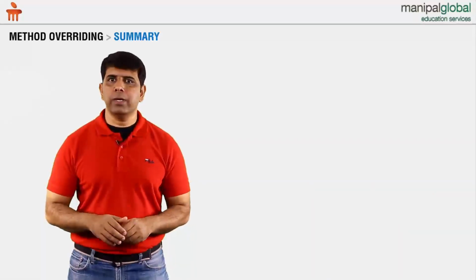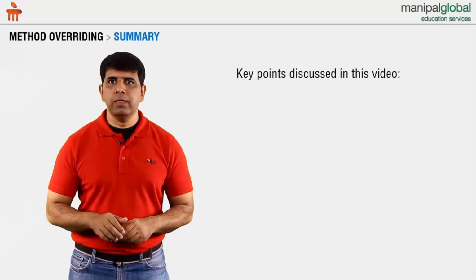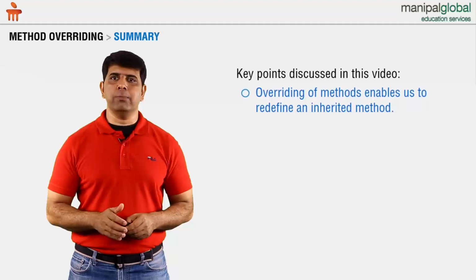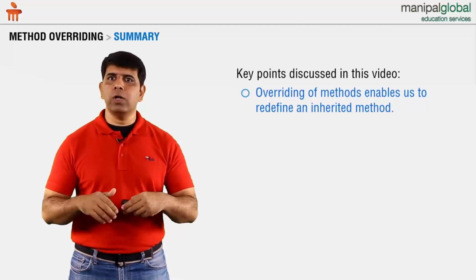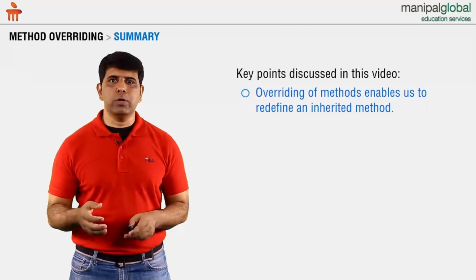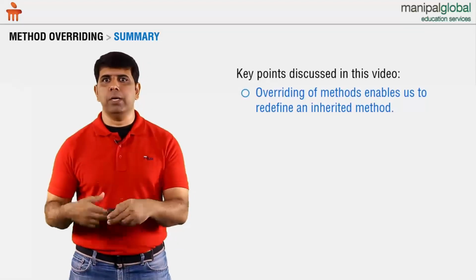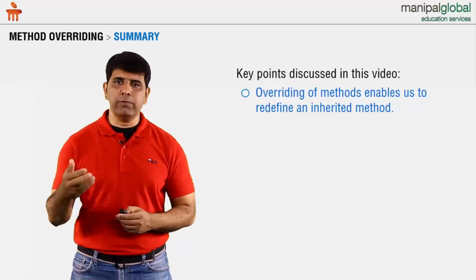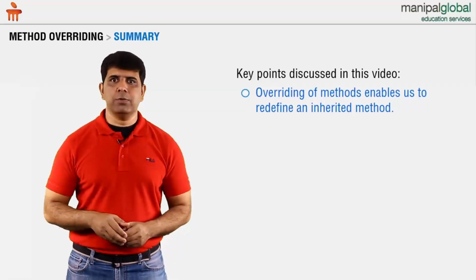So let's quickly summarize what we have learned so far. Overriding of methods enables us to redefine an inherited method. Generally, the whole idea of inheritance is code reusability, but not that exact same code. I would like to use 90% of it, but for 10% I probably want to add new behavior and modify. So when you want to modify, overriding is the concept to follow.